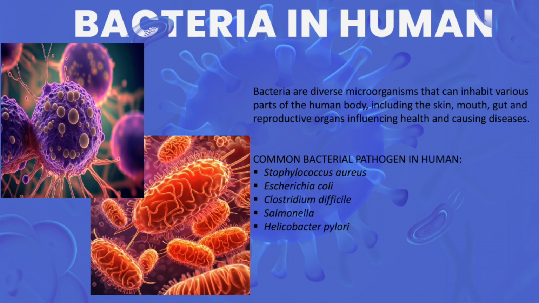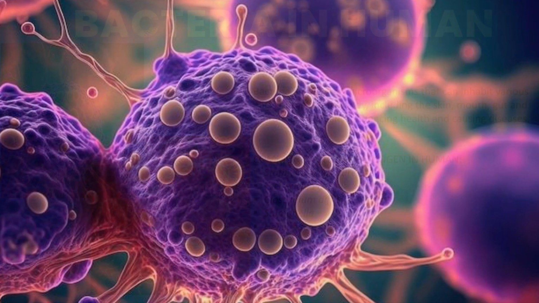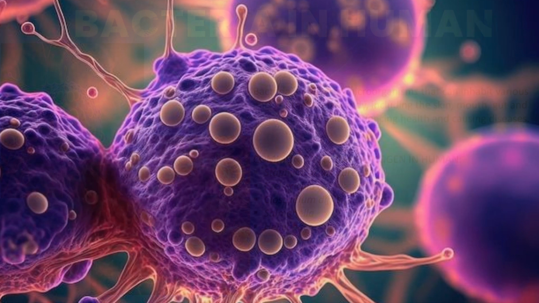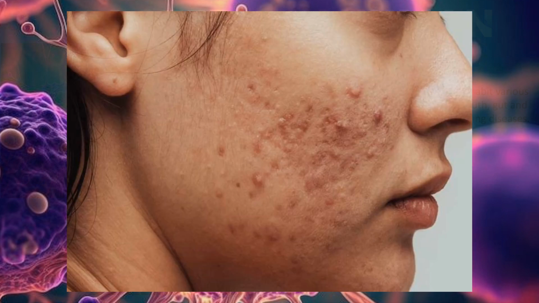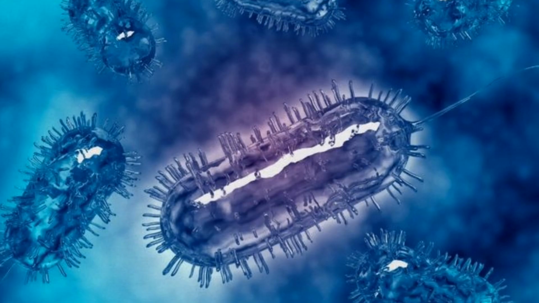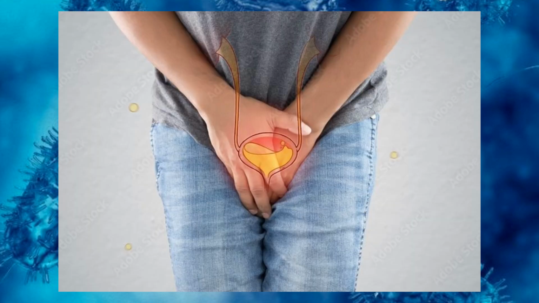Common examples: first, we have Staphylococcus aureus. These bacteria are mostly found on the skin and in the nose. They can cause various infections, from minor skin infections like pimples to more serious conditions like pneumonia. Another example is Escherichia coli, which can cause illnesses like diarrhea, urinary tract infections, and kidney infections.